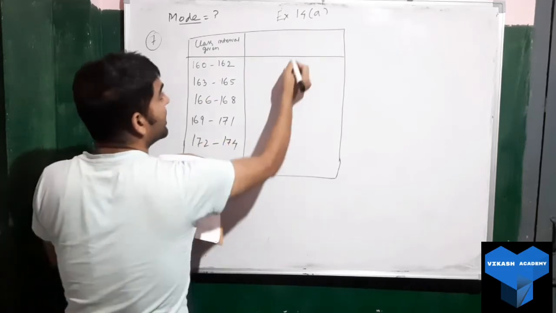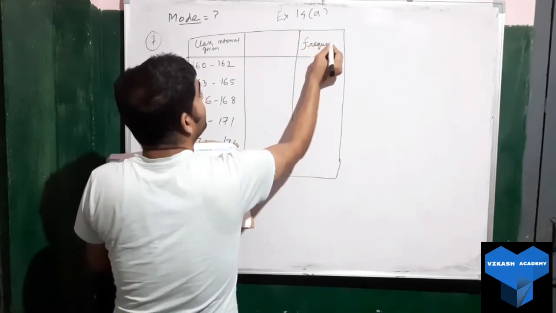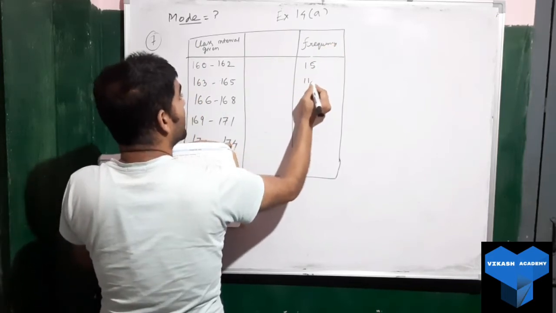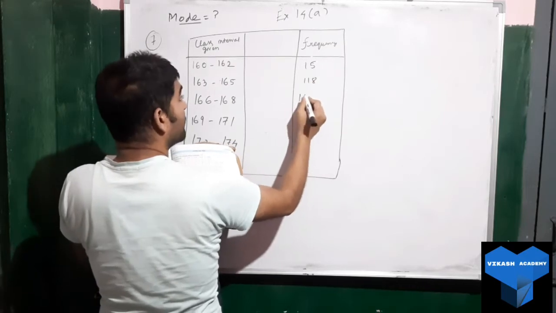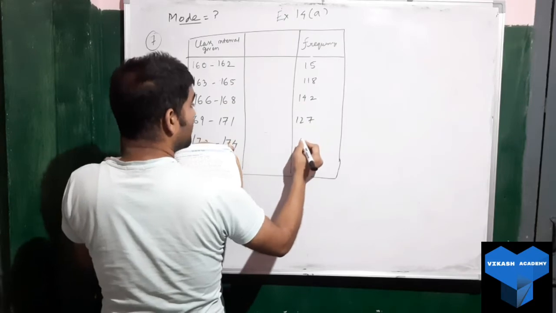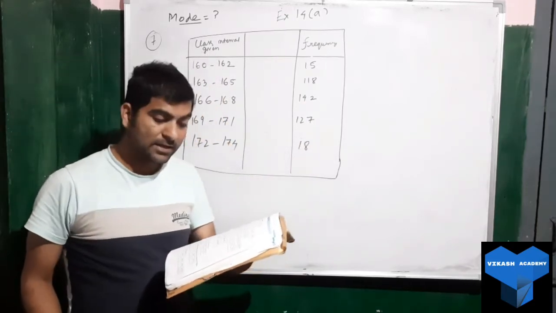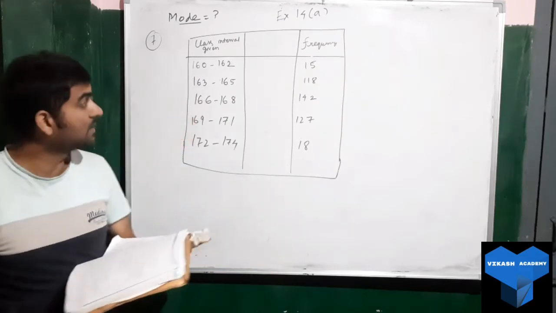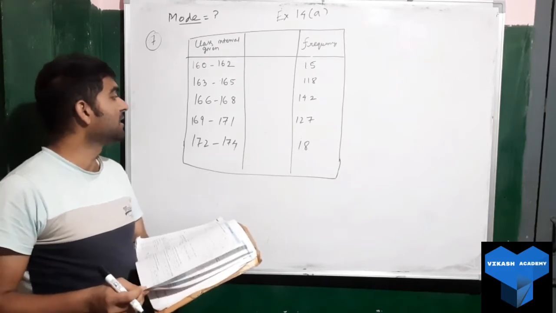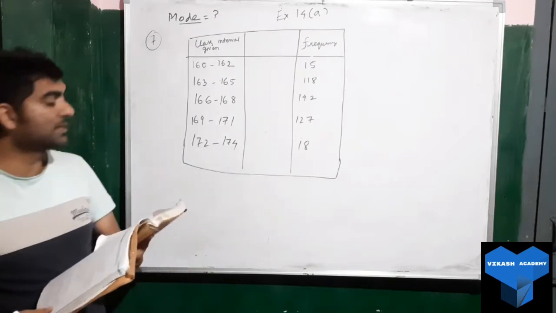Then we have the frequency also. The frequency for the first one is given as 15. For the second one it's given as 118. For the third one we have 142, then 127, and we have here 18. So 15, 118, 142, 127, and 18. Now the class intervals are 160 to 162, 163 to 165, 166 to 168, 169 to 171, 172 to 174.